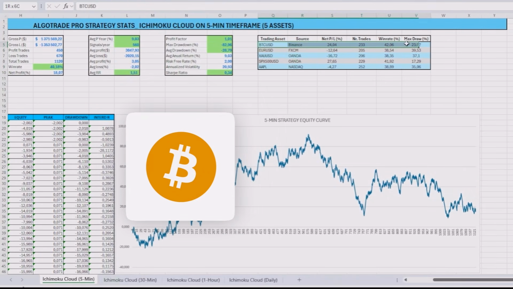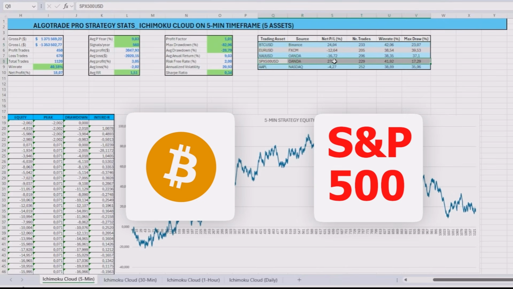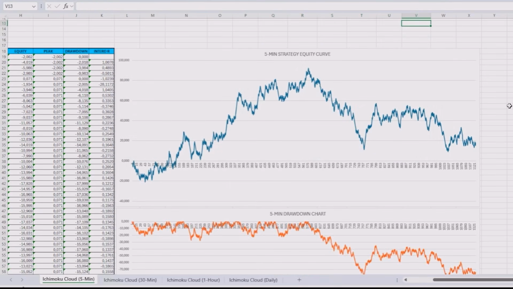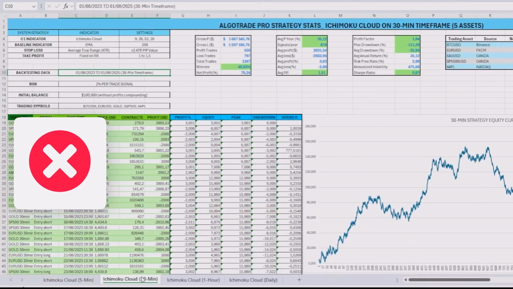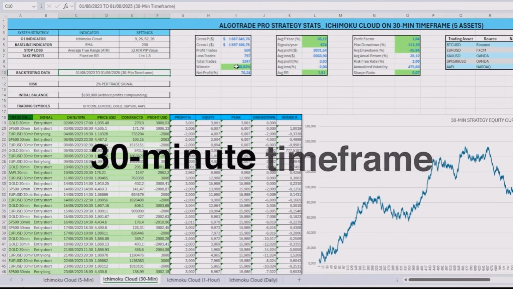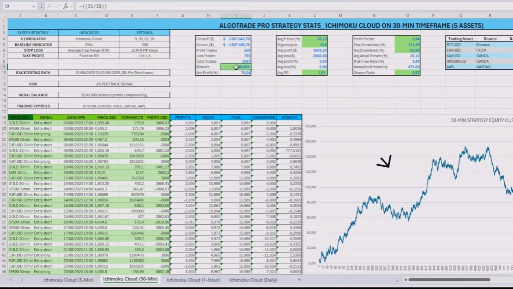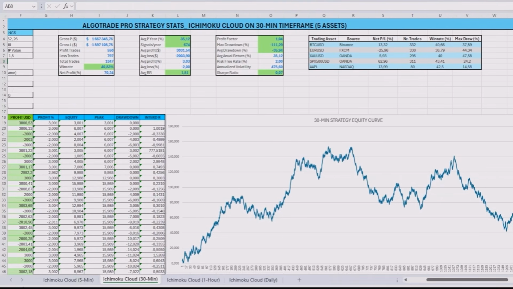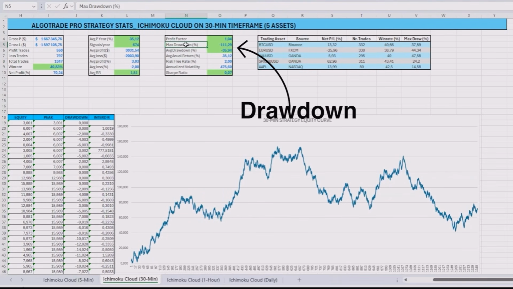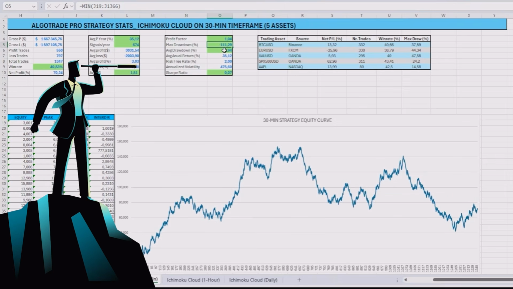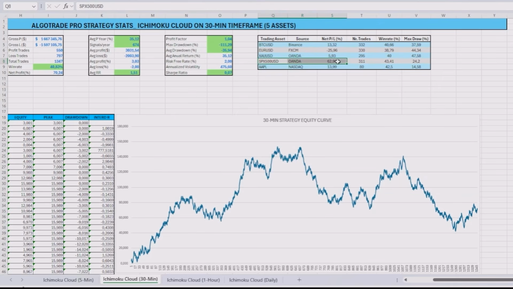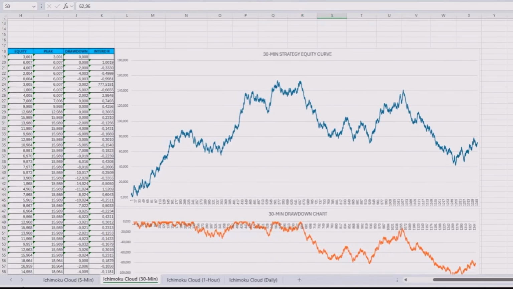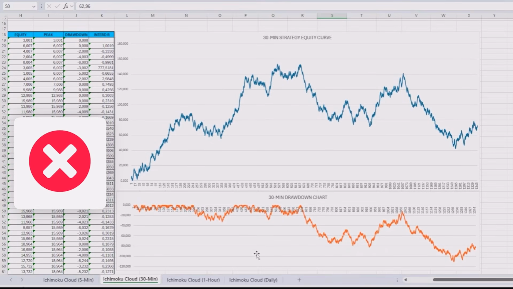Only Bitcoin and the S&P 500 had slightly better performance. The equity curve showed spikes and drops, which is not great for scalping. On the 30-minute timeframe, we saw some improvement, win rate close to 41% and 70% profit, but with a maximum drawdown above 100%, which is far too high for live trading. The S&P 500 was the only asset with decent results, and again, this is not ideal for day trading.